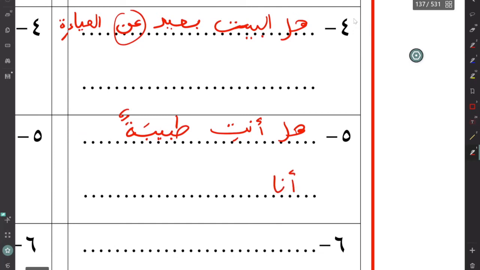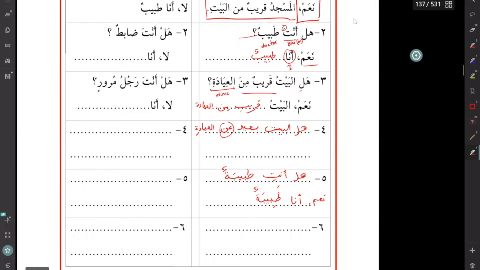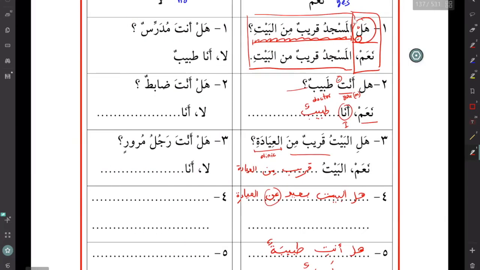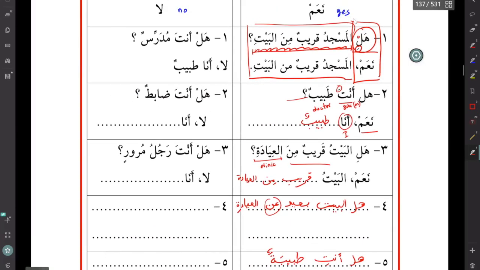And when you say yes, I am, the I is the same. So you can say naam, ana tabiba. Okay, yes, I am a tabibatun. I am a doctor. All right, inshallah, you can use a similar sentence to do the rest.